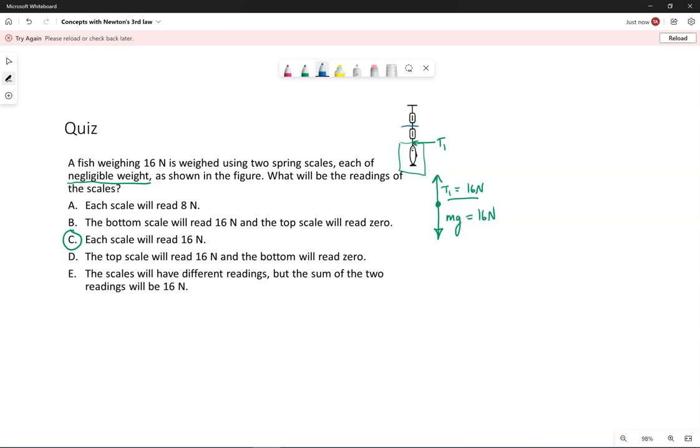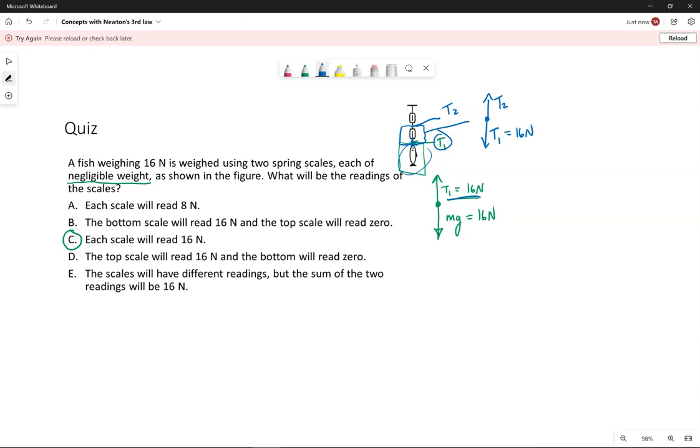Okay, let's think here of this middle scale. The middle scale is tied to this little string or rope that is attaching the fish to the scale. So that means that scale is feeling the pull of tension down, which we know has to be 16 newtons to balance the fish. And then above it, it is experiencing a tension upwards because it is connected to the next scale.